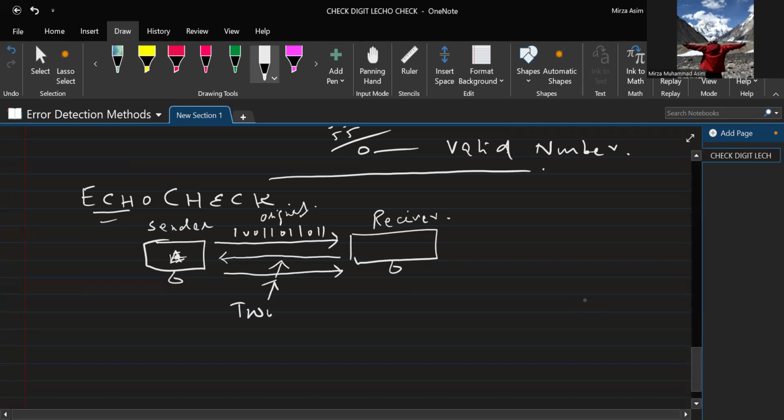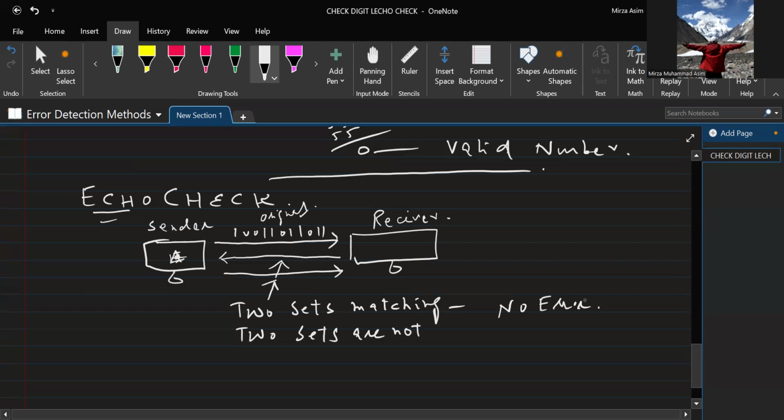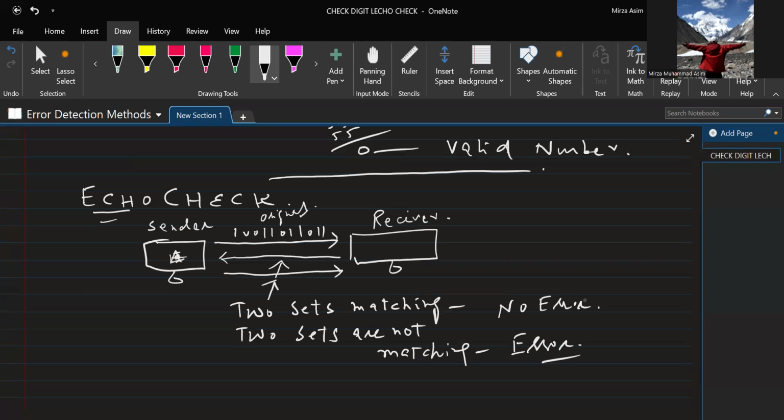If the two sets are matching, then it means no error, right? If the two sets are not matching, then it definitely means there is an error, right? So the sender has to send the data again to the receiver and this process continues.